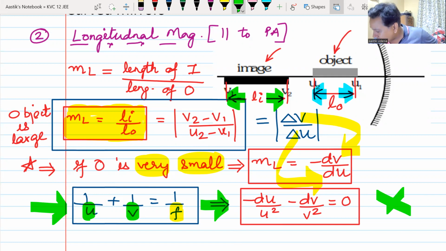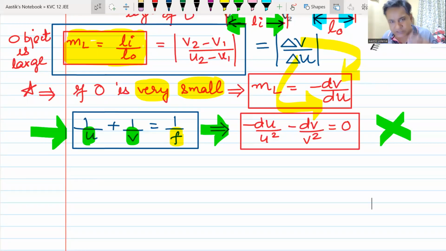Even if you don't understand this derivative, there is no problem. I don't want you to remember this. I just want you to remember the result that we get. From 1 by u plus 1 by v equals 1 by f, we get this by derivative. If you don't remember this, not a problem. I am not going to get into the derivative part. With respect to what have we differentiated? We don't have to differentiate with respect to anything, just differentiate. You can differentiate with respect to u, you will get the same result. You differentiate with respect to v, you will get the same result. You differentiate with respect to anything in the universe, you will get this result. Okay? Have you understood this?